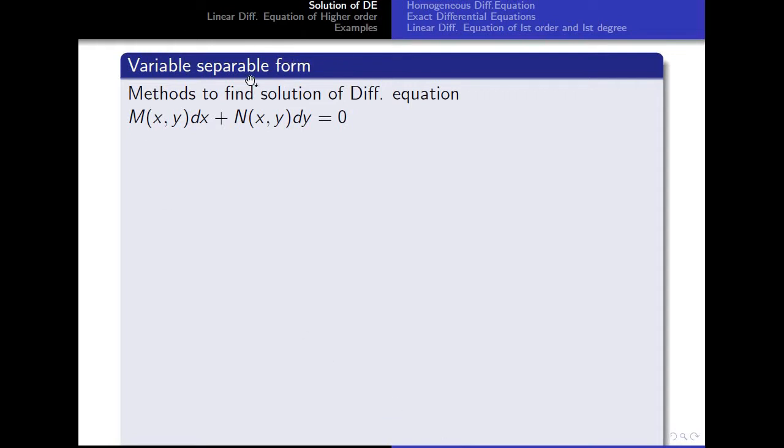Variable separable form. Again, the name itself says variable separable, which means whatever variables are there, we have to separate these variables. Suppose we have a differential equation M dx plus N dy equal to 0, and suppose M is containing x terms, we have to collect one side, y terms we have to collect another side, and then this becomes easy to integrate, and this method is called variable separable form. Means here in this M and N we can easily separate these variables in terms of x variable and y variable.